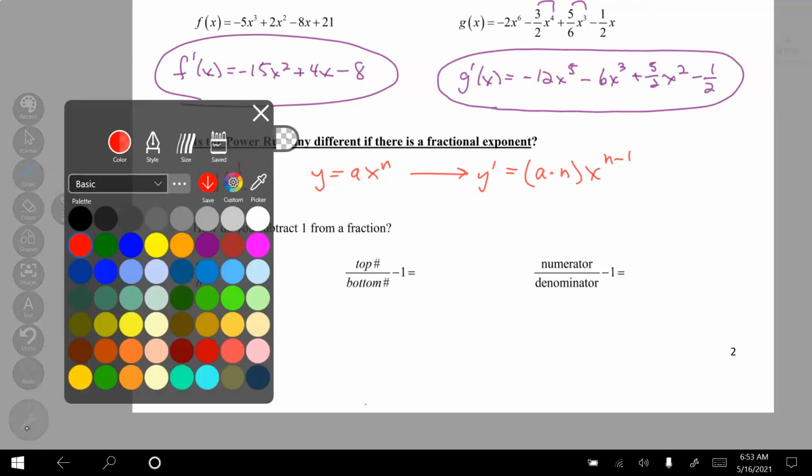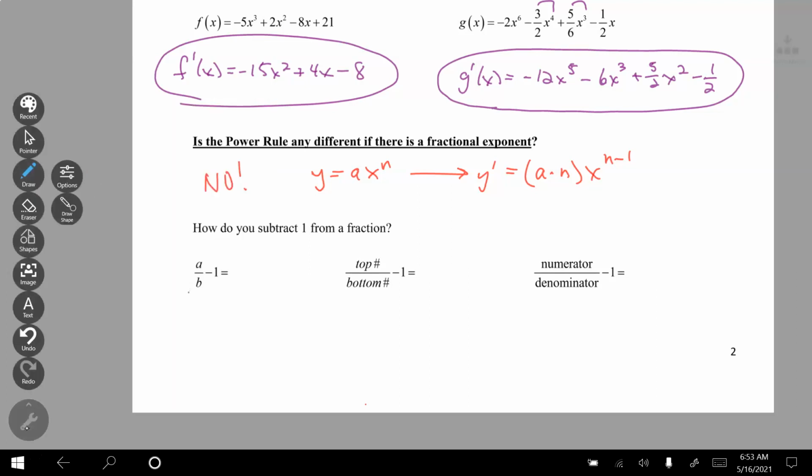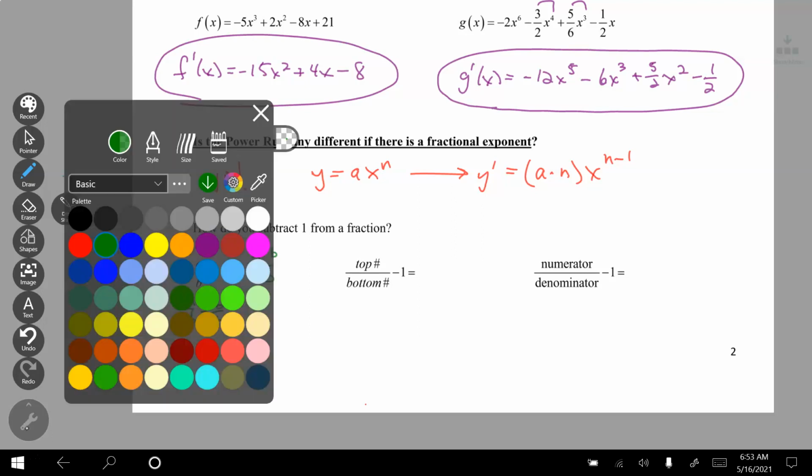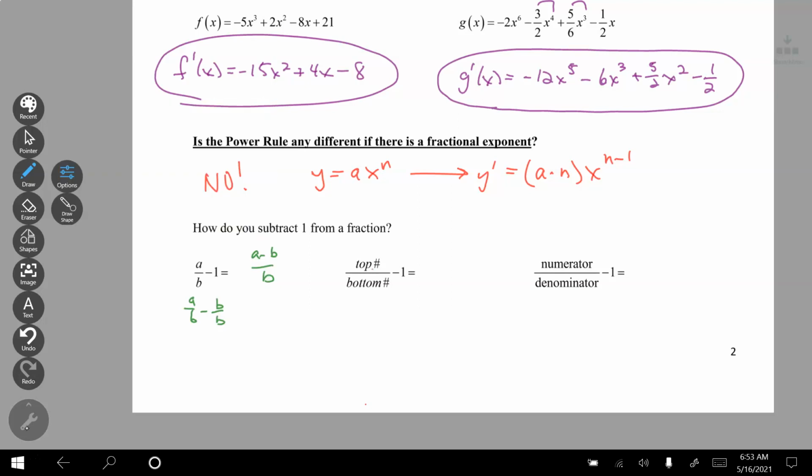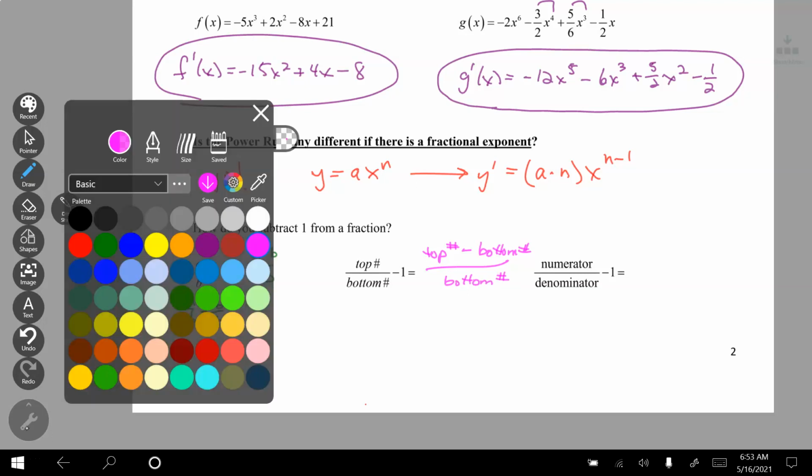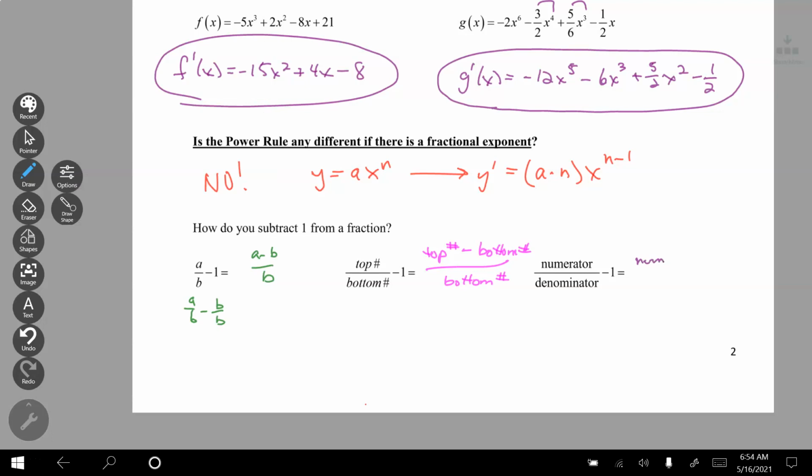So how do we subtract 1 from a fraction? Well, a over b, a fraction, minus 1 is really a over b minus b over b. And as a result, I get a minus b over b. Okay, that's one way to look at it. Another way to look at it is top number over bottom number minus 1 is really going to be top number minus bottom number over the bottom number. Or better yet, numerator minus denominator over denominator.